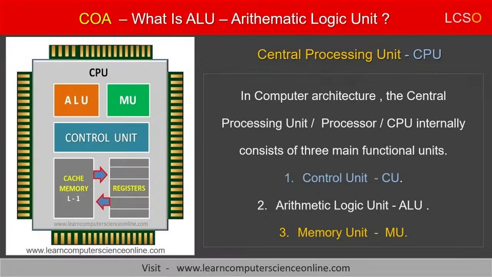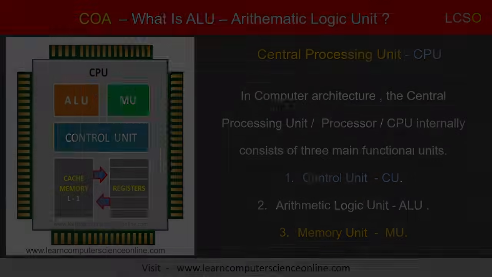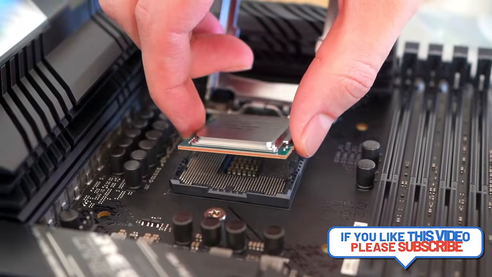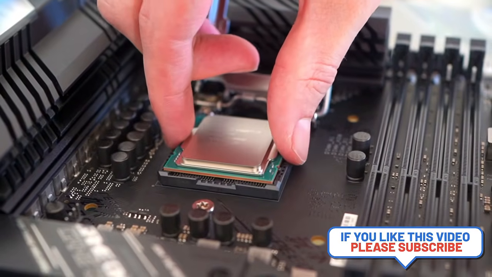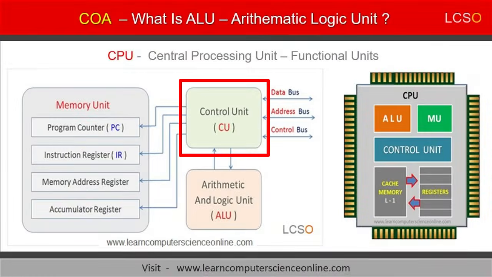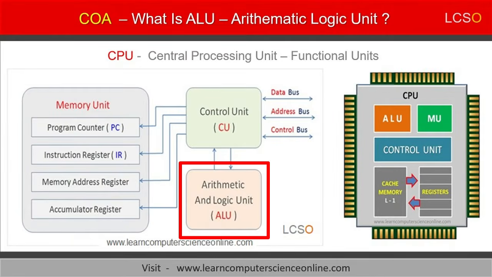The microprocessor components can be basically grouped into three functional units. These three functional units of the CPU are, first, the control unit, second, the arithmetic logic unit, and third, the memory unit. The arithmetic logic unit is a crucial component of the central processing unit, CPU. The ALU is said to be the mathematical brain of the microprocessor. In simple words, the control unit decodes the program instructions, and the arithmetic logic unit performs the desired operations.